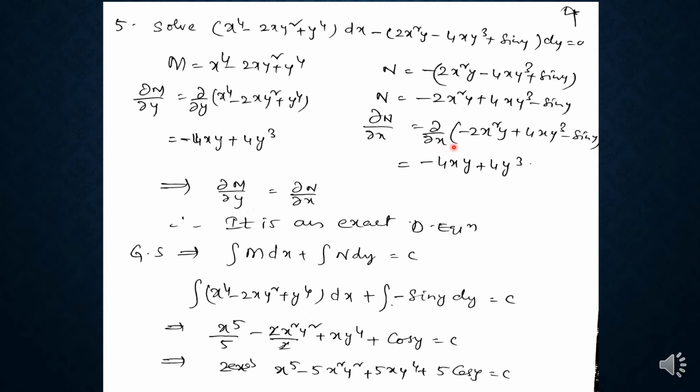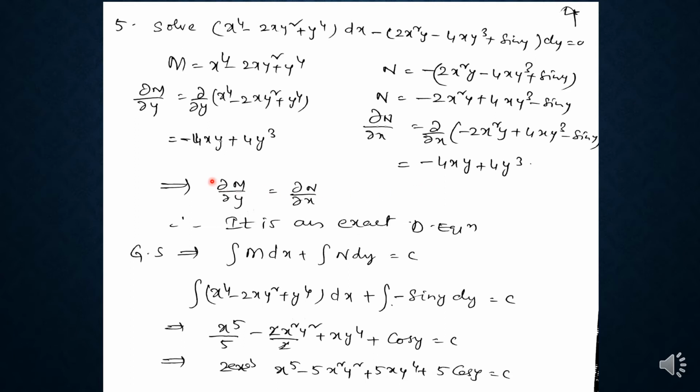So here this can be written as minus 2y into ∂/∂x of x². ∂/∂x of x² is 2x. 2x into minus 2y, that is minus 4xy, plus ∂/∂x of 4xy³ is 4y³ into ∂/∂x of x, that is 1. 4y³ into 1 is 4y³, minus ∂/∂x of sin y. This is totally a y term, so this is a constant, so this becomes 0. So ∂/∂x of this function N is minus 4xy plus 4y³.